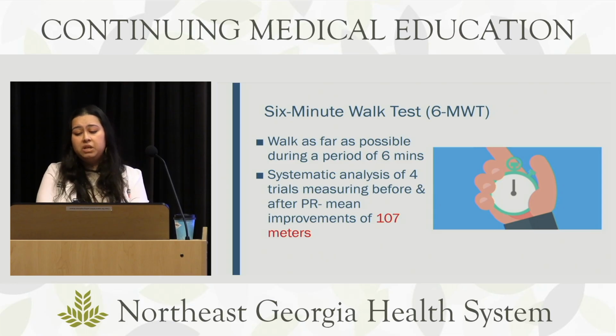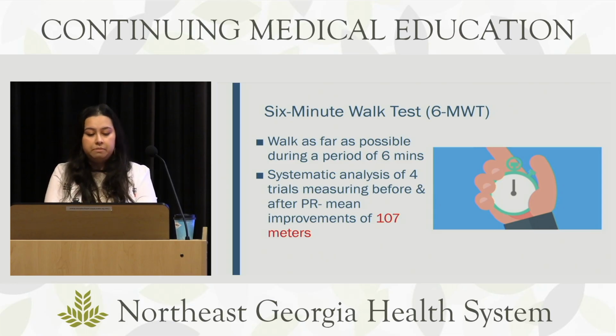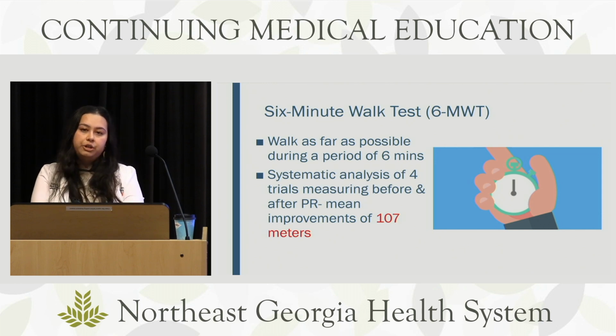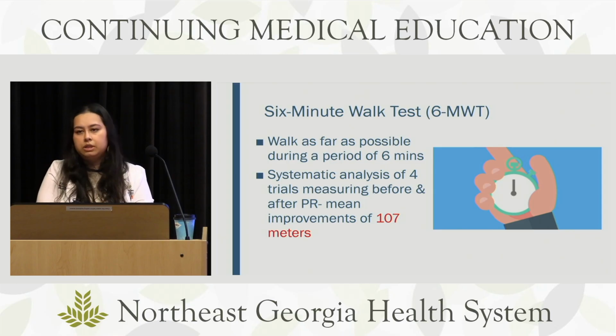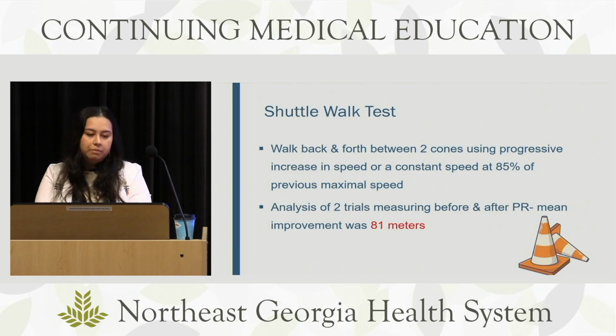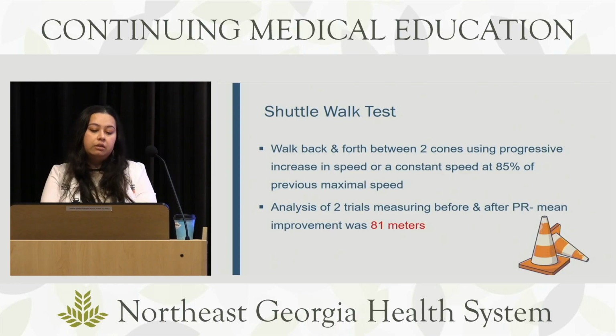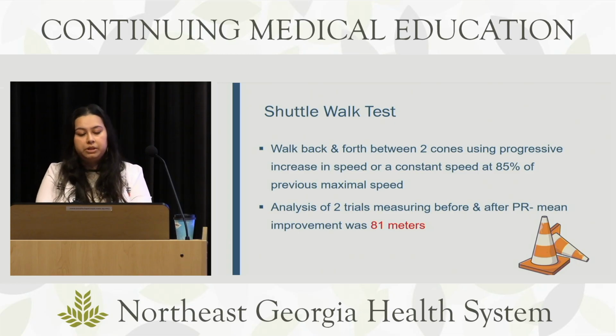And then what is relevant, like how do we know it's improved? Any increase of 35 meters or more is considered significant for that patient. And a systematic analysis of 4 trials measuring before and after pulmonary rehab, to just give a context, most patients report a mean improvement of 107 meters. So that's significant. Shuttle walk test. This is just walking between 2 cones and using progressive speed or using the constant speed, but just giving them more of a push. And analysis of 2 trials have shown that it improves walk test by 81 meters for this particular test.